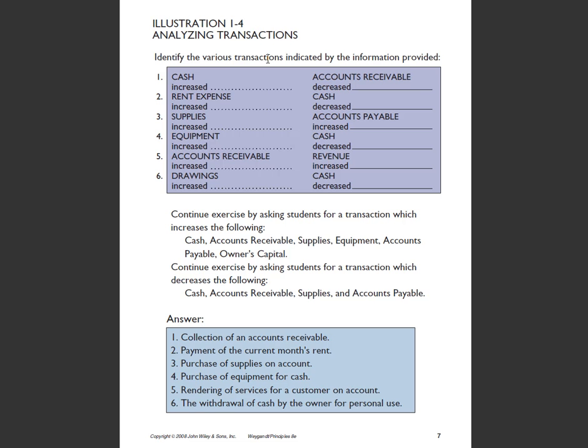Basically identify the various transactions indicated by the following performed. So an increase in cash, a decrease in accounts receivable is basically what we're doing. If we do see that, we have a collection of accounts receivable.